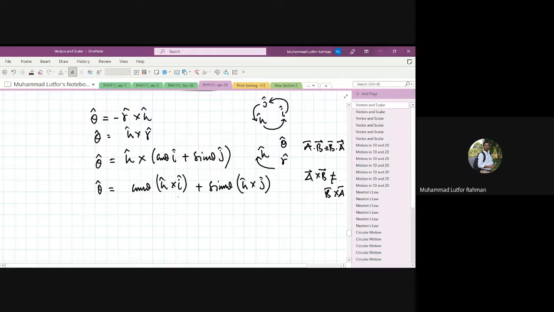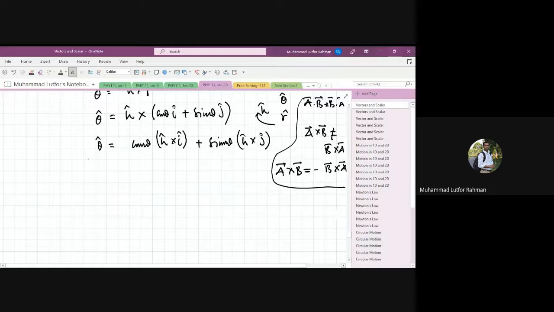I can write over here, look at this. If I write A cross B equal to, then I have to give a minus sign in front of B cross A. Then I can say they are equal. Otherwise, I cannot. So these are the properties of vector multiplication. All right. Now we can find theta hat, cos theta. What is k cross i?